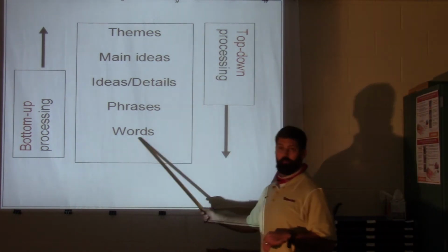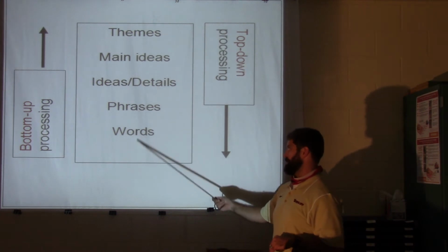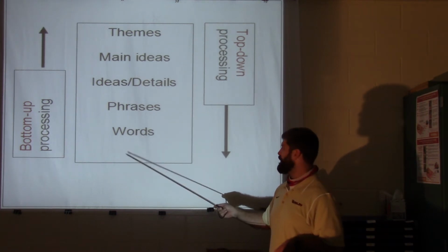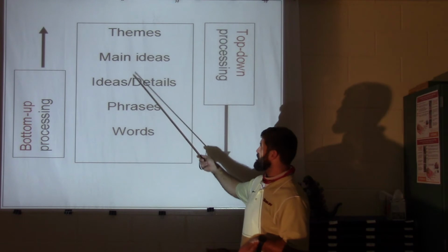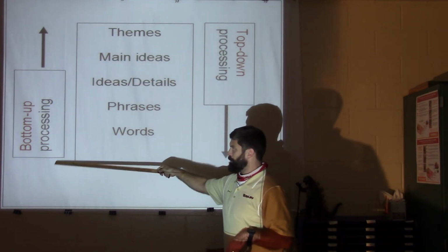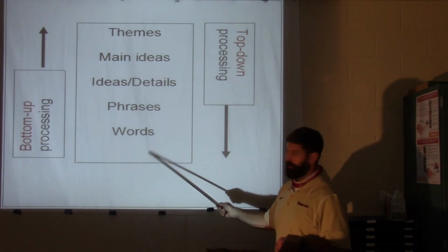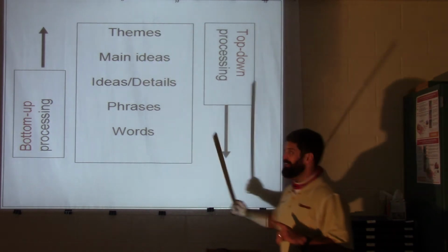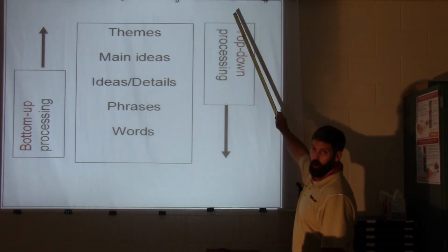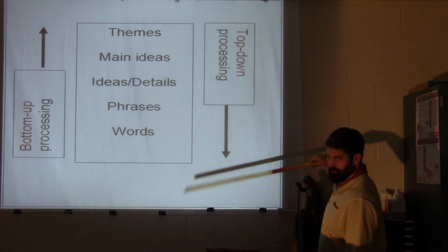So here's bottom-up processing and top-down processing in one place. Bottom-up is working from, honestly, what could be even farther down, which would be letters, right? Letters, words, phrases, ideas, main ideas, and themes. Bottom-up is working from the parts to the whole. And then top-down is working from the whole to the parts. Okay?